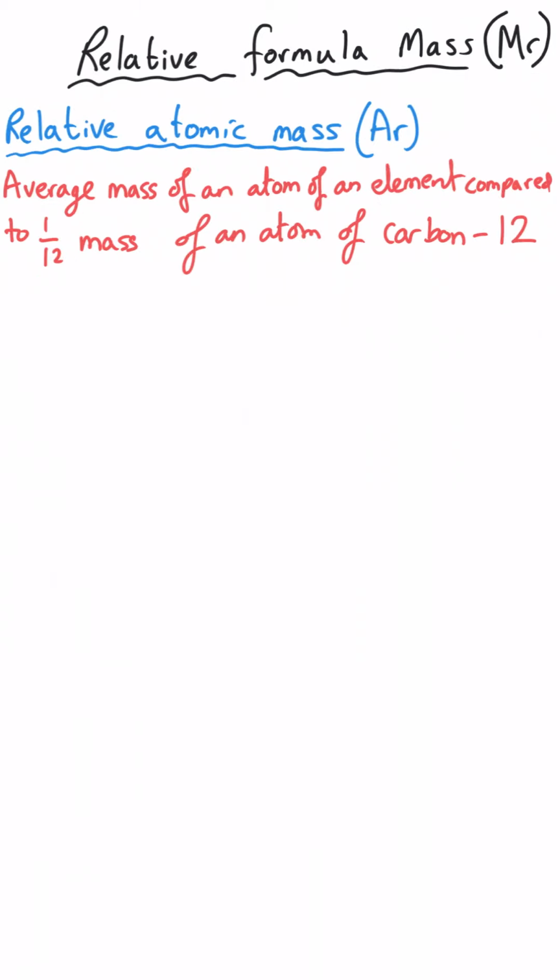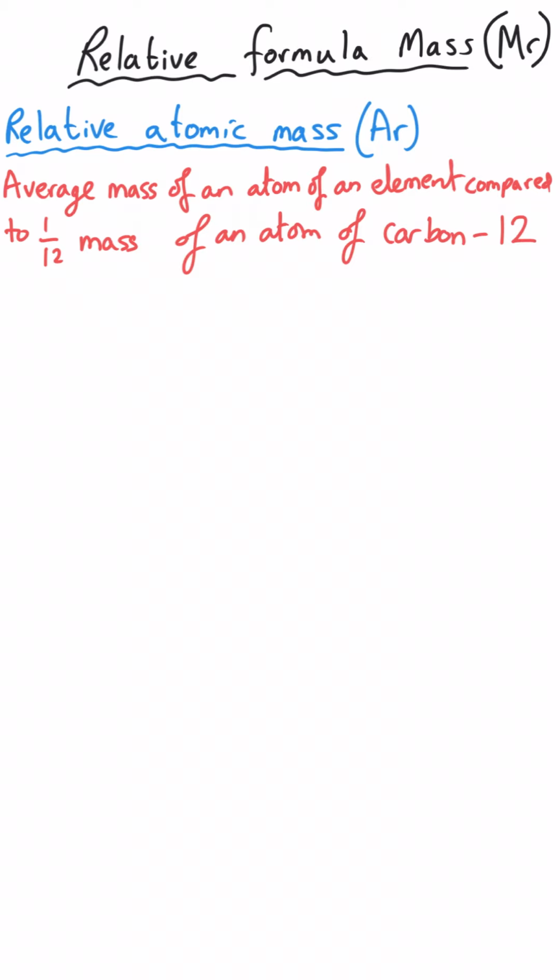Being able to calculate the relative formula mass, or Mr, of a substance is something that underpins so many different aspects of A-level chemistry. The relative formula mass is found by looking at the relative atomic mass values of individual elements in a compound.